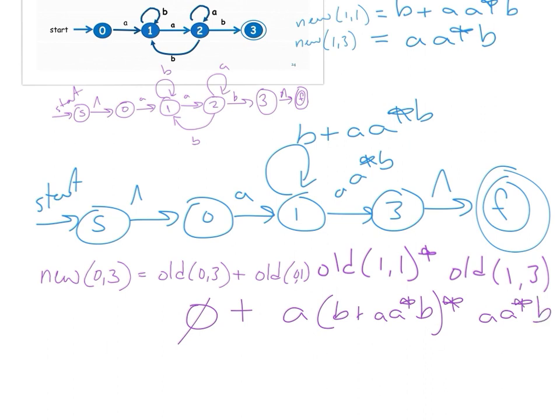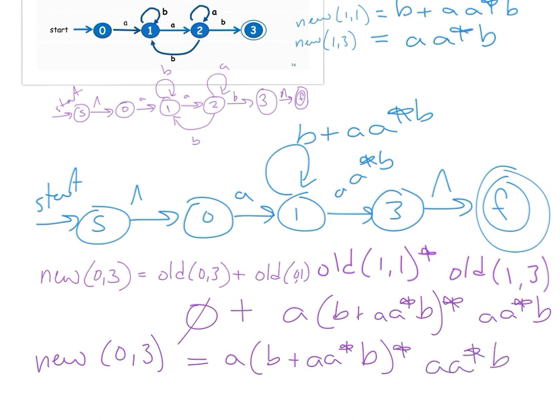So our final equation is the new transition we need to make between 0 and 3 is going to equal (A times B plus A star B), the whole thing starred, times A star B. Okay.